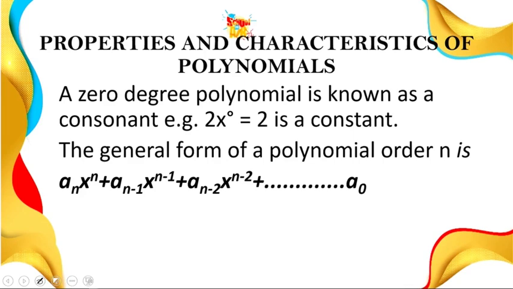So general form of a polynomial of order n is a_n x raised to the power n plus a_(n-1) x raised to the power n minus 1 plus a_(n-2) x raised to the power n minus 2, up to a_0 x raised to the power 0. So here, a_0 x raised to the power 0 is the last term, the constant. a_n x raised to the power n is the first term, a_(n-1) x raised to the power n minus 1 is the second term, a_(n-2) x raised to the power n minus 2 is the third term, and so on.